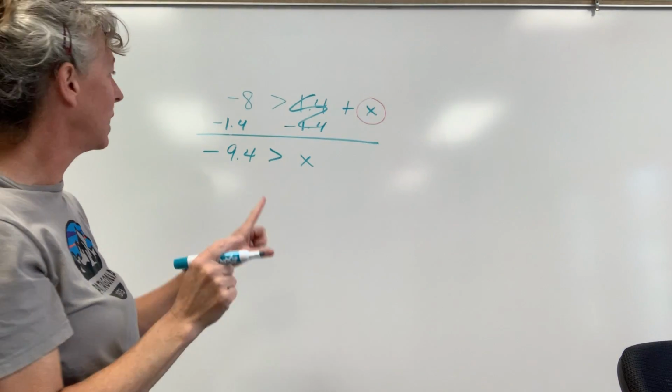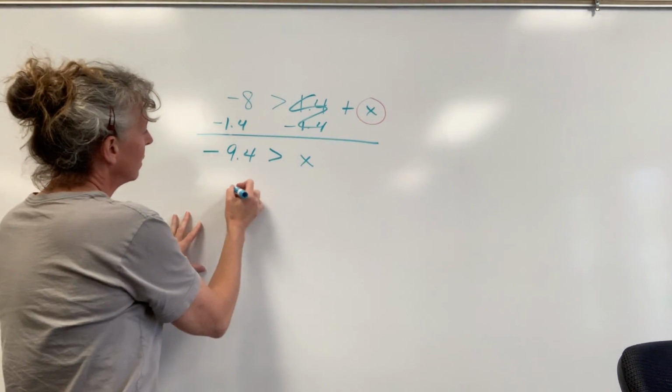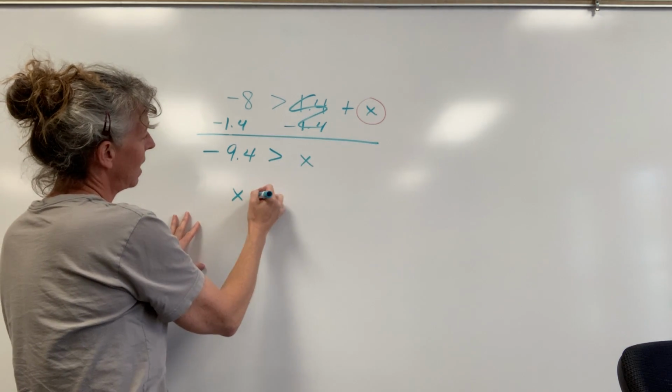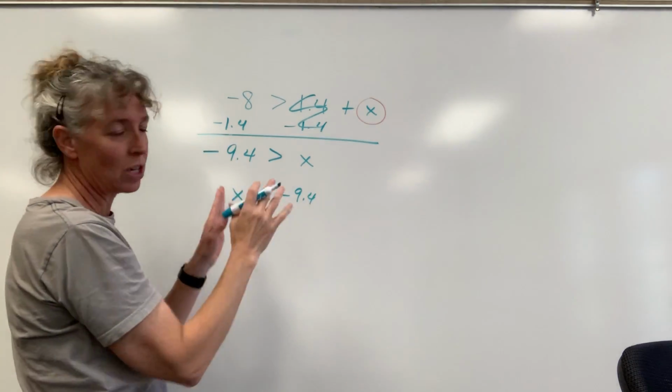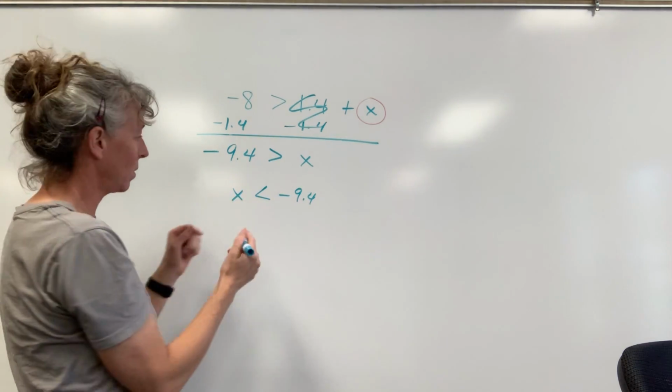Okay, now normally we like our x to be over here, so I'm going to go ahead and rewrite it that way. X, okay, I keep the little edge of my sign with the x, and then I put my negative 9.4. I didn't change anything, I just flipped the whole thing around so that the x was on this side, which is where we like it.